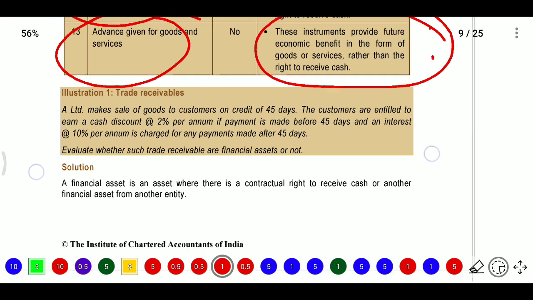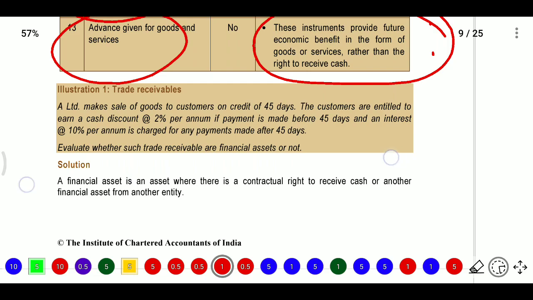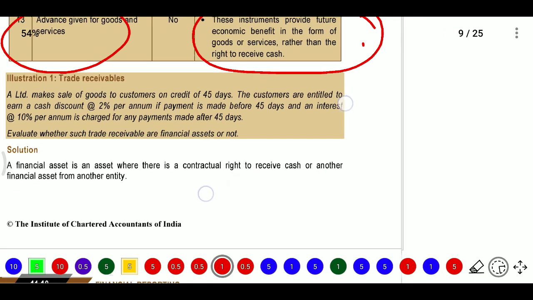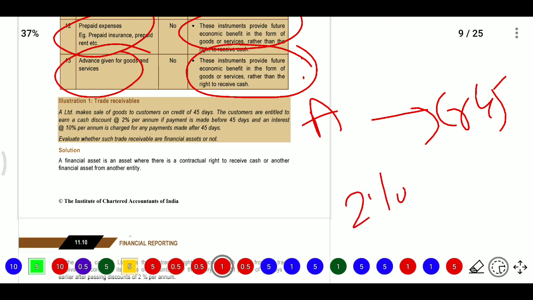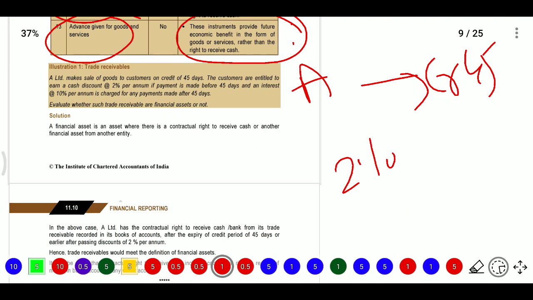They provided one illustration. In illustration 1, A Limited sells some goods and gives credit for 45 days. The customer will get a 2% discount if he pays early, and if he pays after 25 days, he will have to pay another 10% after 45 days.